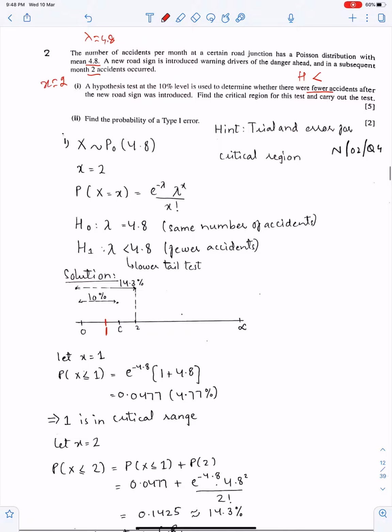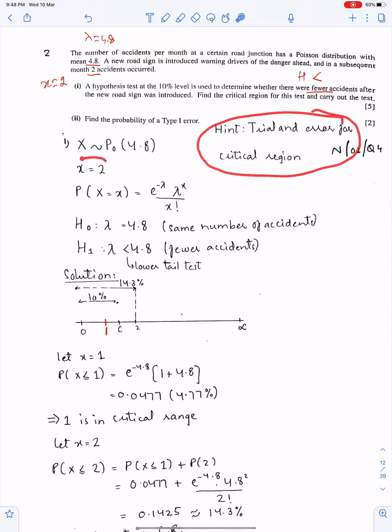You have both the options. You can start the working from the test value, or you can start the working from the second value. 0 is in the critical region, so you can start your working from 1. The best option is always to start trial and error method from the test value. This is the best way, but this method is also fine. If you start from 1, you need to find this probability, X less than or equal to 1. This probability is less than 5%. Since this probability is less than the probability of critical region, therefore 1 is in critical region.